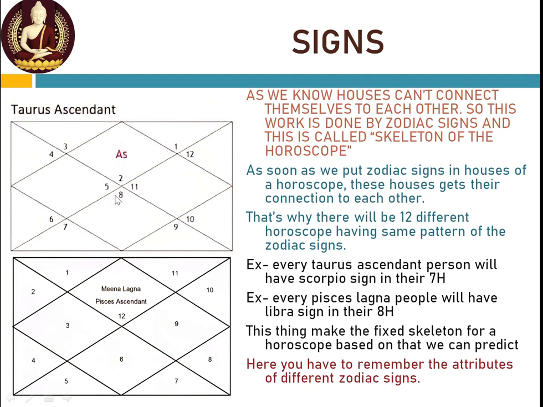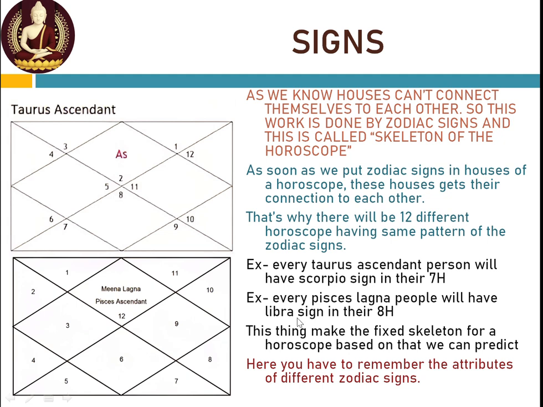So every Taurus Lagna person will have Taurus sign in the 1st house, Gemini sign in the 2nd house, energy of the Cancer sign in the 3rd house, energy of the Leo sign in the 4th house, and energy of the Scorpio sign in the 7th house. That's why they generally suffer in married life. Why? Because Scorpio sign's natural 8th house energy is falling in the 7th house, while the natural Libra sign is going in the 6th house.